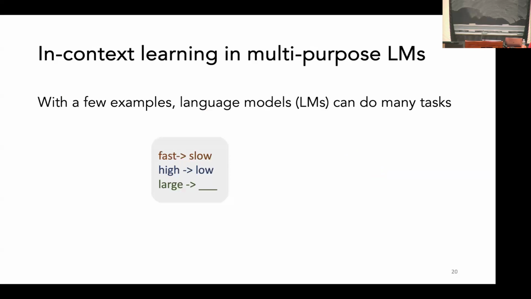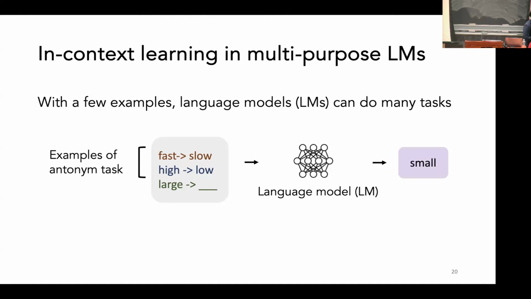And then finally, I'll revisit the multipurpose pre-training setting to understand this capability of language models called in-context learning, where with just a few examples of a task, the language models can quickly adapt to do that task. So here we have this prompt where we have a couple of examples of an antonym task that we want to do, as well as a test input that we want to make a prediction on. And the pre-trained language model is able to both understand the task and make the prediction in one forward pass.